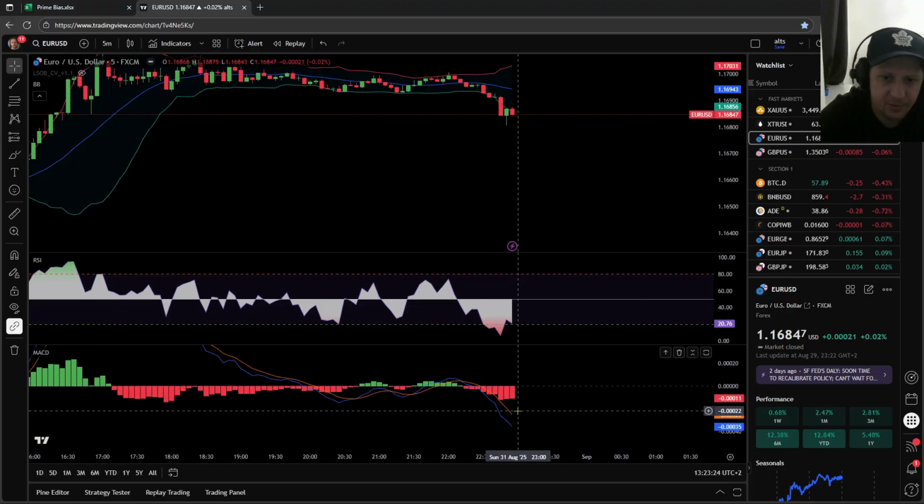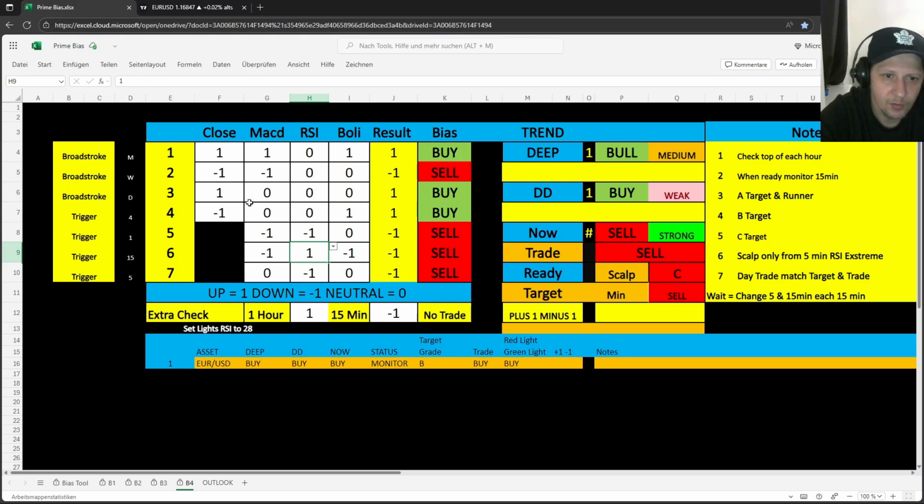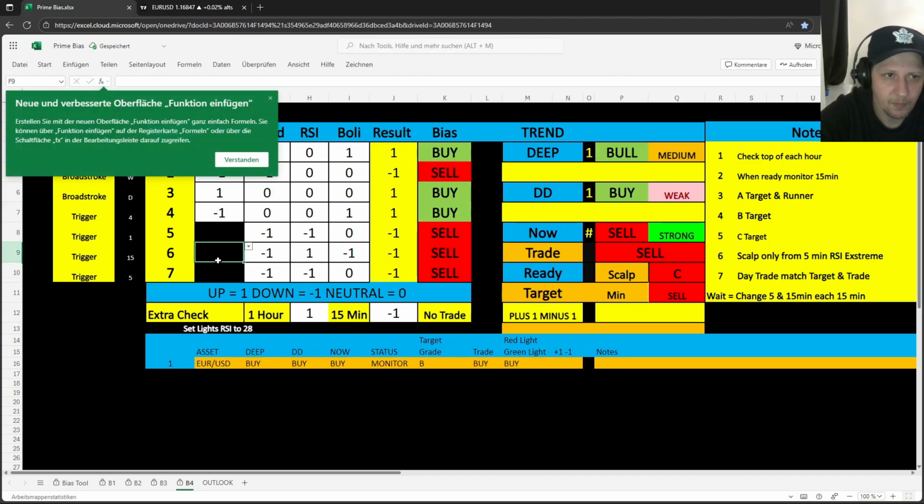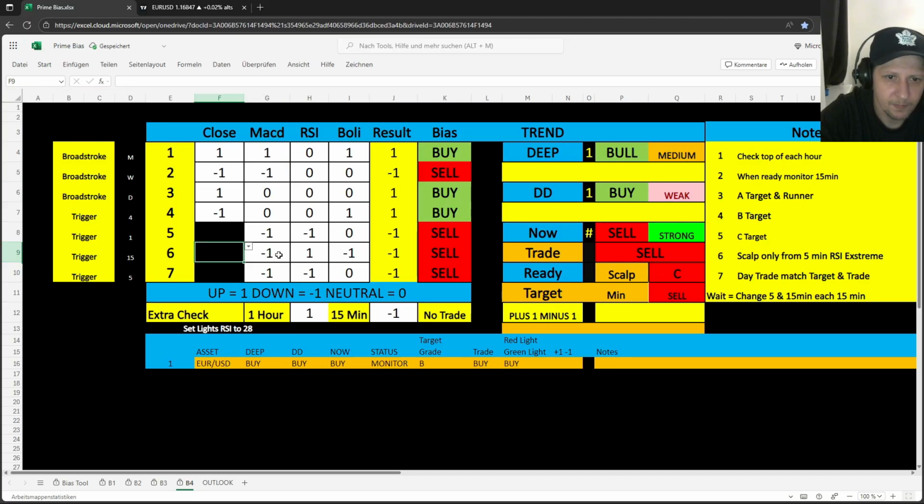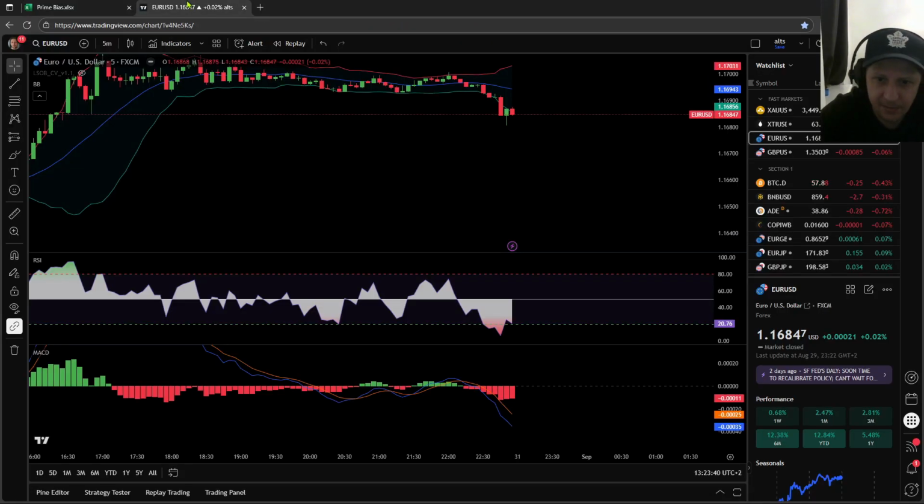It's clear -1 on the MACD. Oh my god. Okay. Did they make an update or something on the Excel? So the RSI went up, it's coming down. This is like a -1.